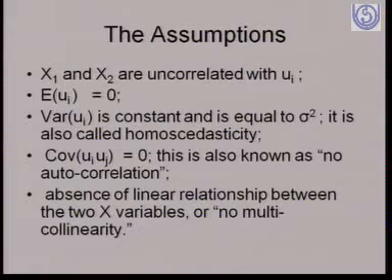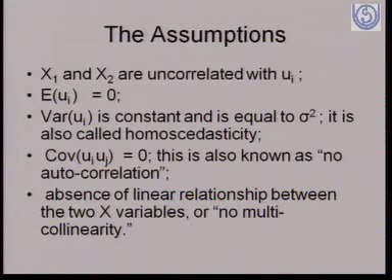I'm sticking with my third assumption also. Variance of Ui is a constant and it is equal to sigma square. That homoscedasticity stays here as well. Covariance assumption is also there. There's no autocorrelation, that is, there's no covariance between Ui and Uj. But one more assumption I'm adding over here now. Absence of linear relationship between the two x variables. This is something new.